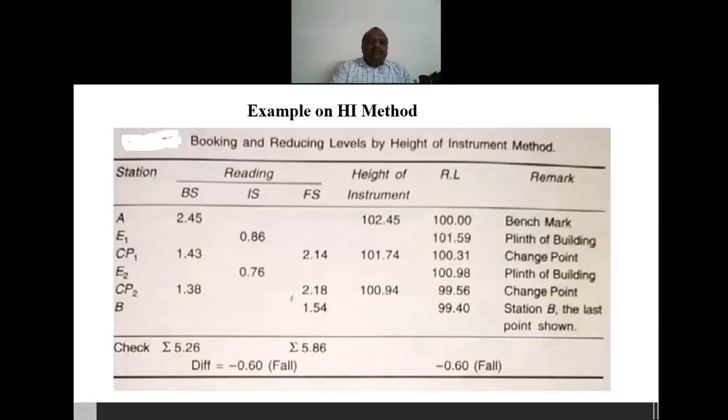Then a check is required, a cross check, to see whether the conduct of the survey is done properly or not. So sigma BS is 5.26 and sigma FS is 5.86. So 5.26 minus 5.86 will give a negative value, so it is a fall. And that is equal to last RL minus first RL, that is 99.40 minus 100, you will get a negative value, so it is also a fall. So these two values you will get the same, so the survey conducted is correct.